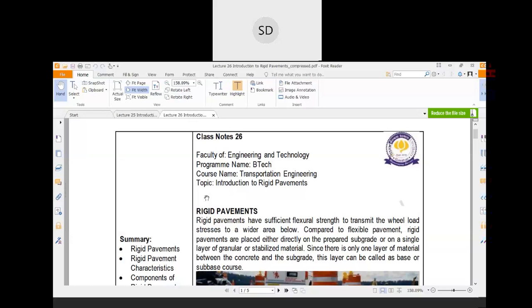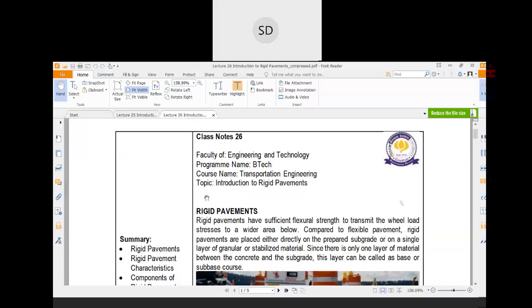Now, what is the primary difference between the flexible and rigid pavement? In the flexible pavement, whatever load is applied, after the application of the load, the pavement surface gets deformed, and after some time, part of that flexible pavement will be restored. Therefore, it is called a flexible pavement. But in the rigid pavement, the stiffness is much higher than the flexible pavement.